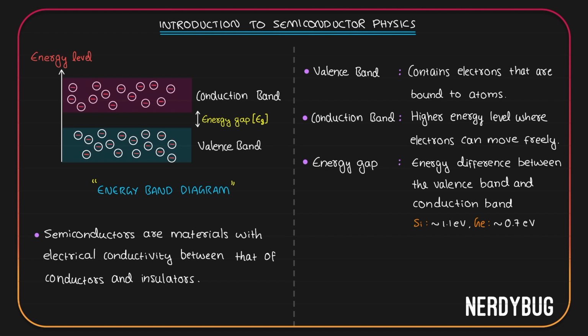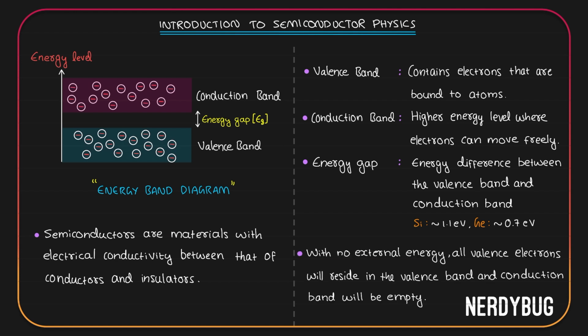We know for a semiconductor, there is some energy gap, though it is very small. So the valence electrons need some energy so that they can jump to the conduction band. So we can say with no external energy, all the valence electrons will reside in the valence band and the conduction band will be empty.